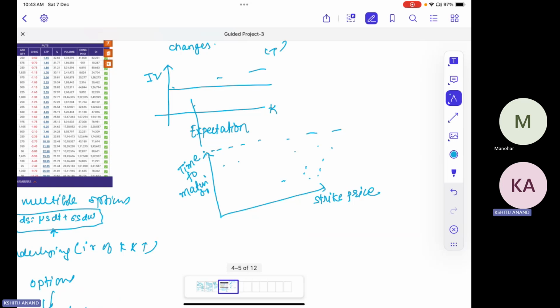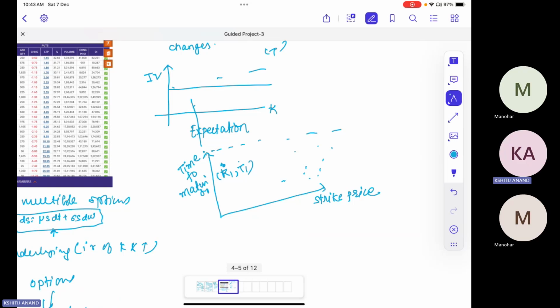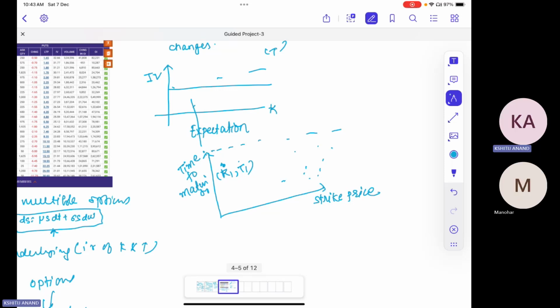Now let us say this is an option having a time to maturity T1 and the strike price K1. So the x-axis is K1 and the time to maturity is T1. Let us say this point corresponds to an option having a strike price of K1 and time to maturity of T1, right? Now put this into the Black-Scholes formula and get the implied volatility for this option. Let us say you got the implied volatility for this option, and you will be putting implied volatility on the z-axis, right?